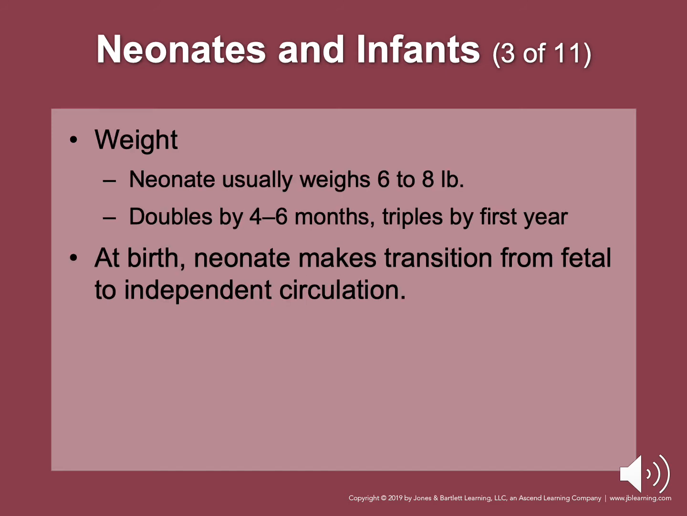The weight of a neonate usually is between 6 to 8 pounds. The head accounts for 25% of the infant's body weight. After the first week of birth, neonates lose about 5 to 10% of their birth weight due to fluid loss. Then the weight doubles by 4 to 6 months and triples by the end of the first year. In the cardiovascular system, the neonate makes its transition from fetal to independent circulation.